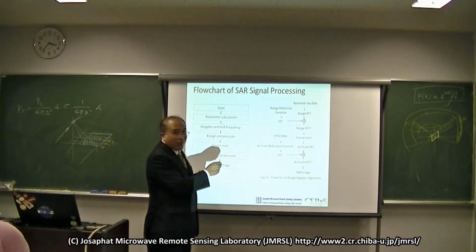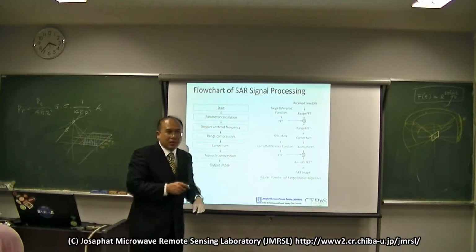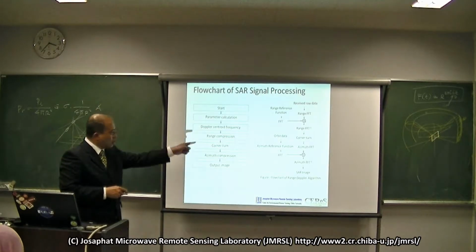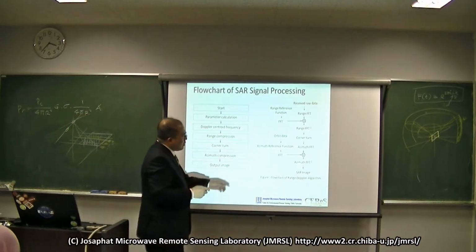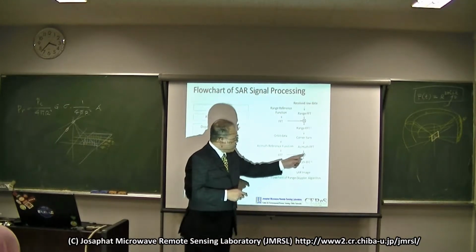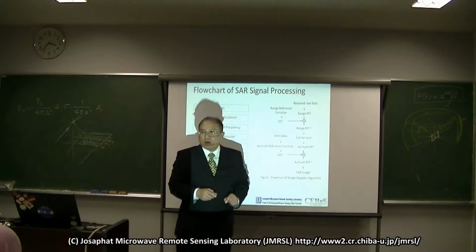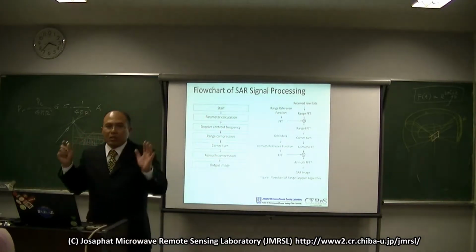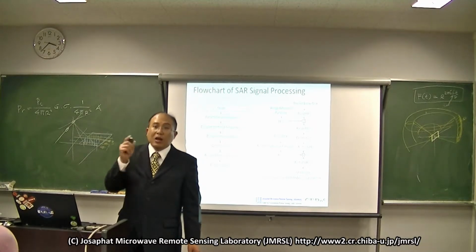Here the range reference function. Yeah. You must derive the range reference function and the azimuth reference function. In the next slide, I want to explain how to generate them. Okay. Then after the FFT, we multiply here, then IFFT, and you can get the SAR image. It is the process in RDA, Range Doppler Algorithm. Okay? Range Doppler Algorithm.